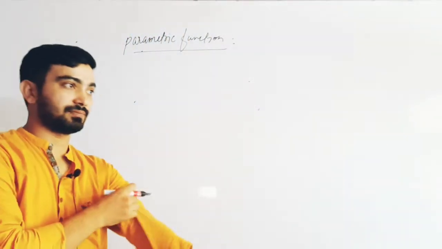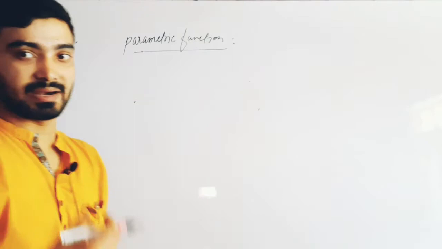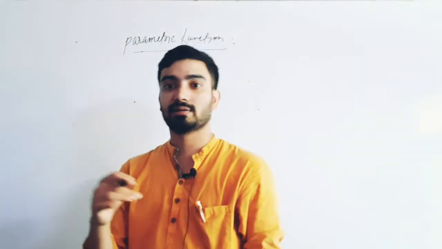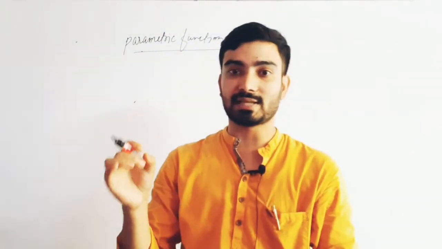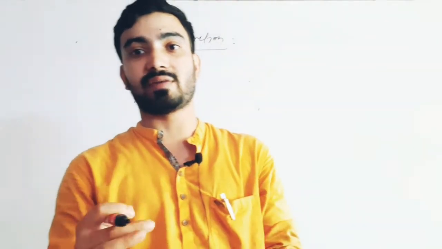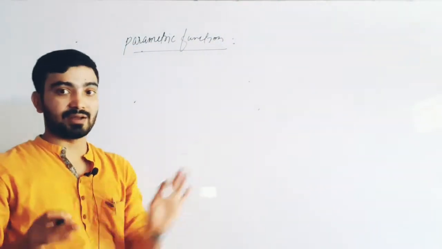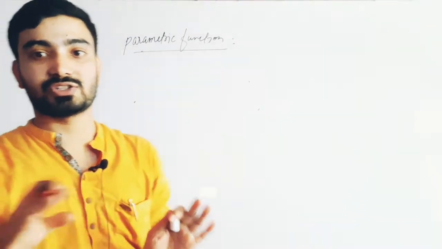You are familiar with parametric forms from coordinate geometry, and in first year you studied complex numbers. The parametric form of a complex number z can be represented by z equals r within brackets cos theta plus i sin theta. Why is it called a parametric function?